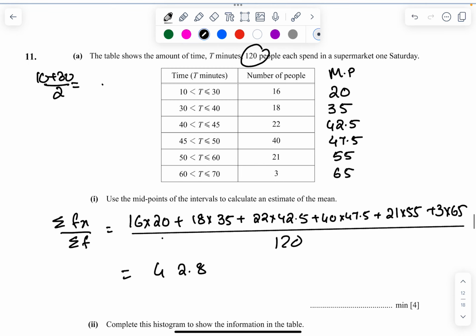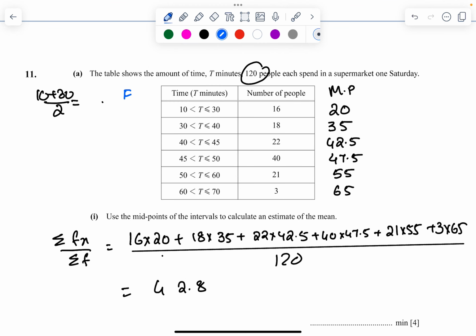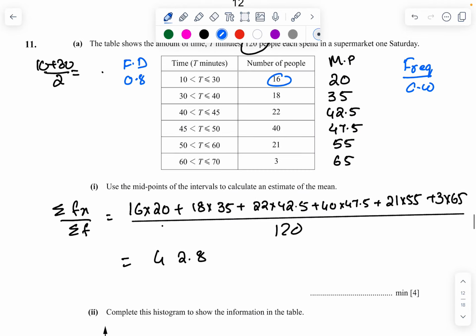Complete the histogram. For histograms, we have to find frequency density. What is frequency density? Frequency divided by the class width. So 16 divided by 20, so the class width I am dividing by, 16 divided by 20 is 0.8. I think that has already been given, so we need not do that.